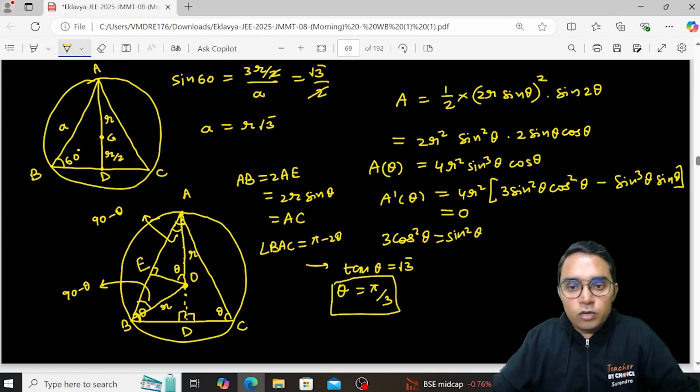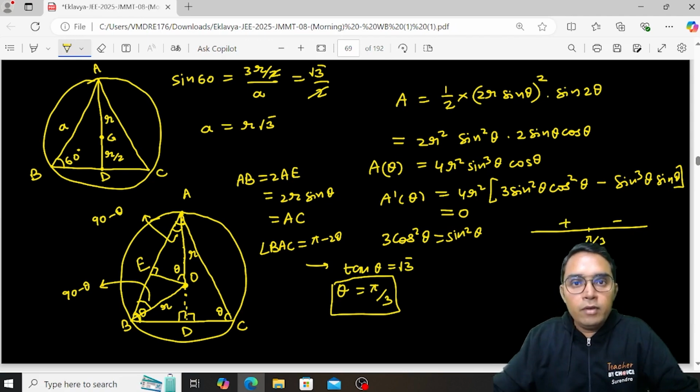To prove it is a point of maxima, you can take double differentiation, or you can check that the sign of the first derivative is changing at pi by 3 from positive to negative. At pi by 3, it will be changing from positive to negative. So this will be having a point of maxima at that point. I'm not doing it, please do it yourself.